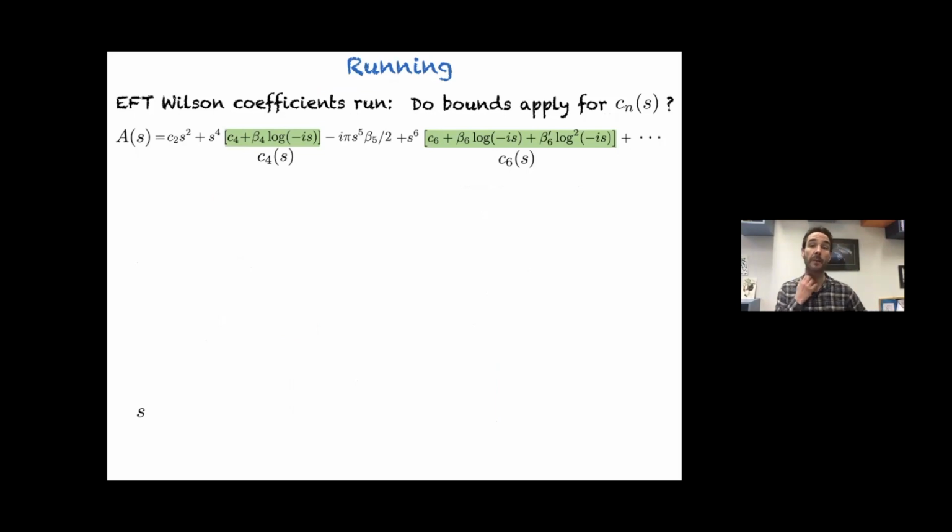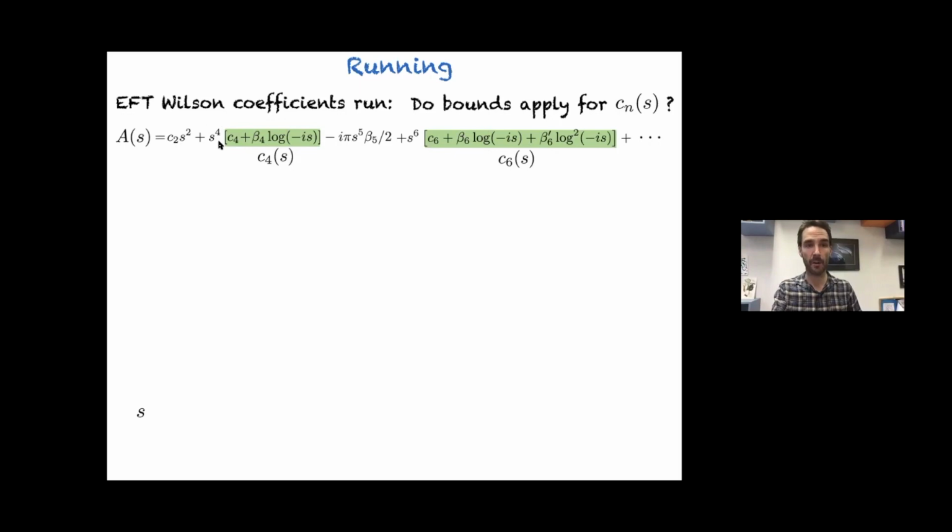Let me just be a bit more specific. Basically, running effects can be written in this form by computing explicitly. These are really running effects within the effective field theory. And you can compute them. Beta 4 is just given by C2 squared divided by 16 pi squared with some number, right? You can compute the others. I didn't write them, but they're easily computable. This is the two-loop piece, etc. But basically, you can cast them into running Wilson coefficients.